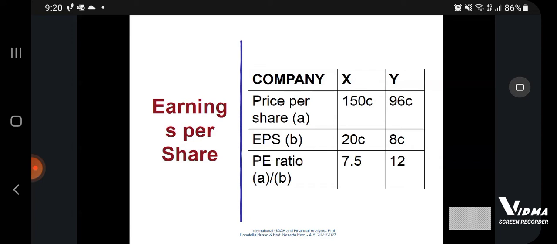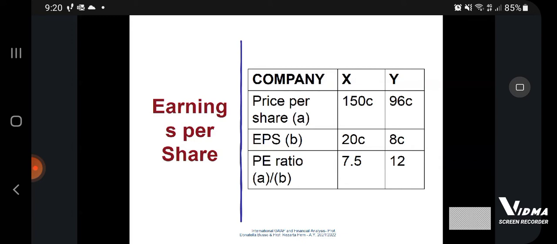So the P/E ratio is useful to measure the general perception of the public in a market and to compare this between companies. Okay, I don't know if that is clear, how we can use earnings per share in order to make companies comparable to each other.